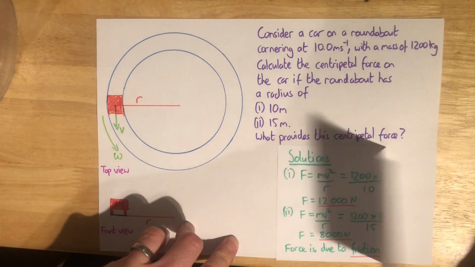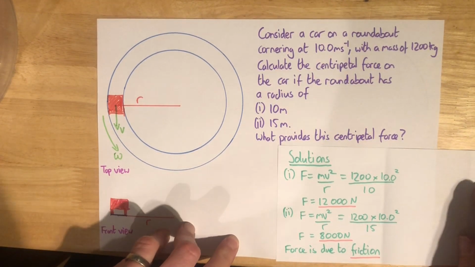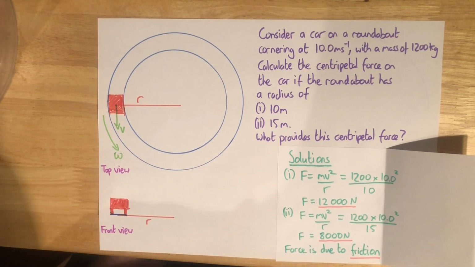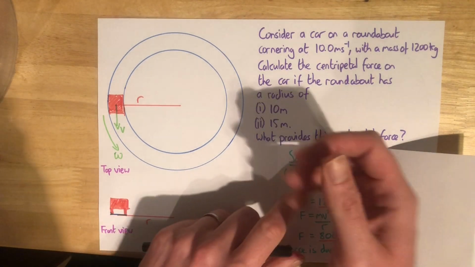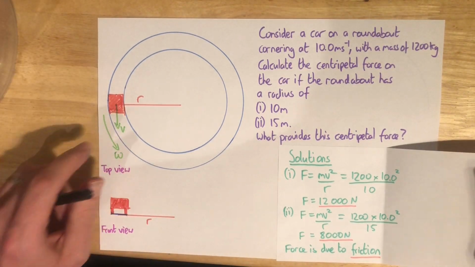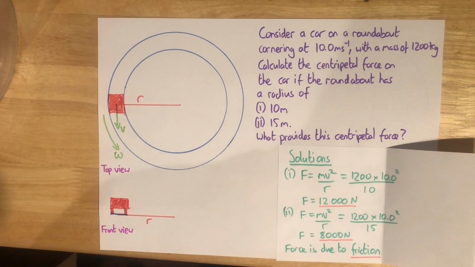Okay, magic reveal time. Here are the solutions. Part one with a radius of 10 metres came out with a force of 12,000 newtons. Part two with a much larger radius, we've got a reduced force, 8,000 newtons. And those forces are entirely provided in this context by friction. So that's friction between the car wheels and the road surface in this particular context.